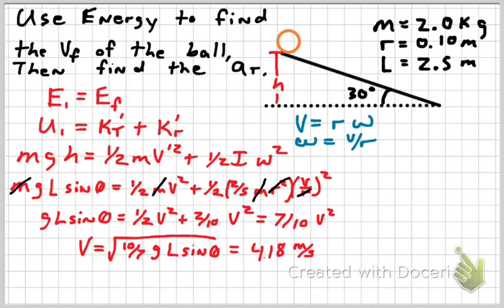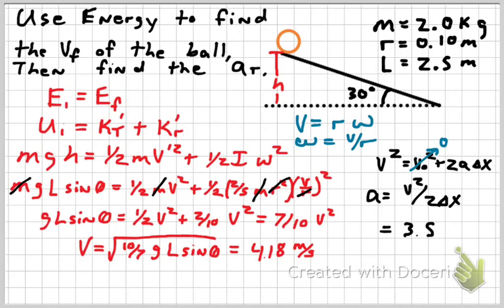So we've got 4.18 meters per second as our final velocity. And using the same equation to solve for acceleration, we find the acceleration is 3.5 meters per second squared. We get the same exact answer, solving a little differently, but whether we work with energy or torque, we end up with the same solution.